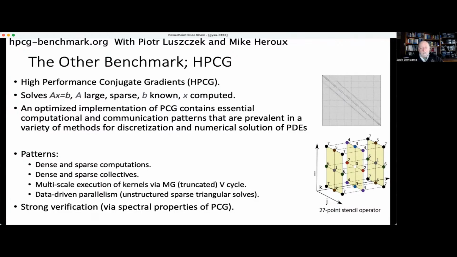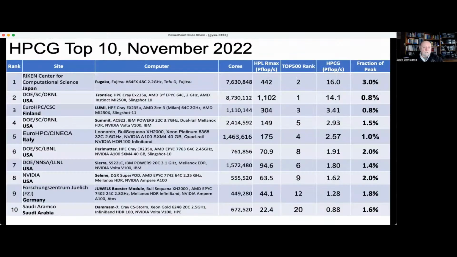So we have a benchmark now which uses this algorithm, the HPCG. This is something that's more like the real methods that are used on computers to solve 3D partial differential equations. So here's a list of the top 10 machines for doing HPCG.